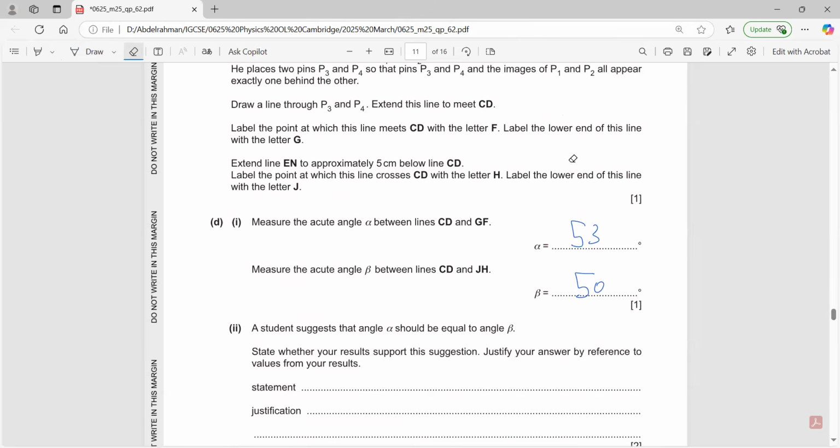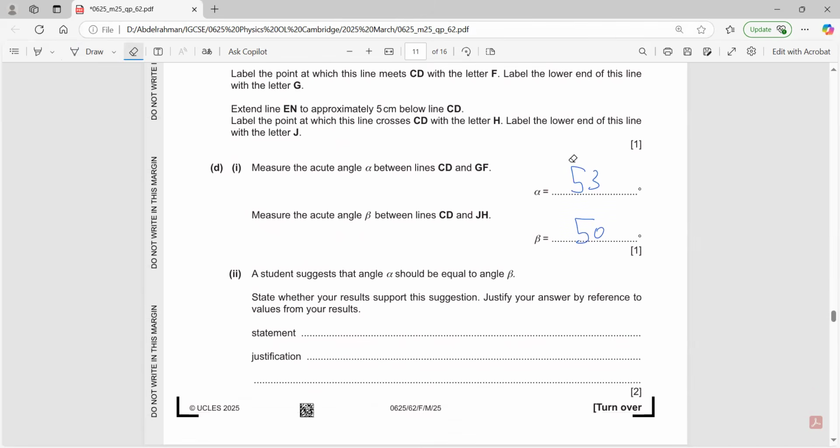Students suggest that alpha and beta should be equal. Is alpha equal to beta? Yes, they are. Numerically, they're not equal, but are they close? Are they experimentally equal? Yes. How can I calculate it? 53 over 50 is equal to 1.06. 1.06 means that there is a 6% difference, which means that they are equal.